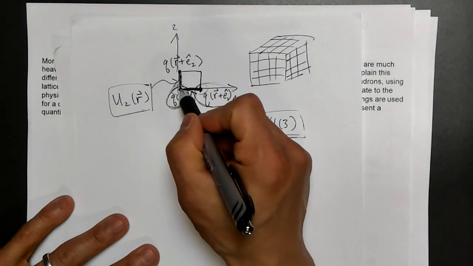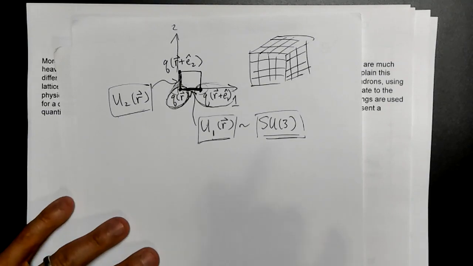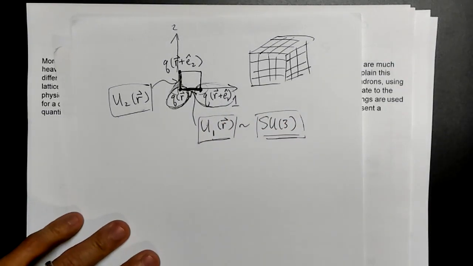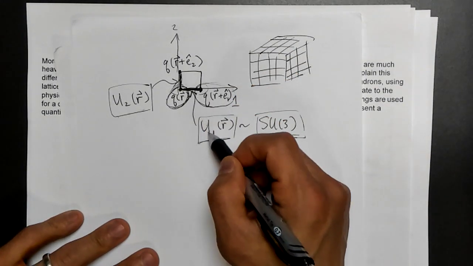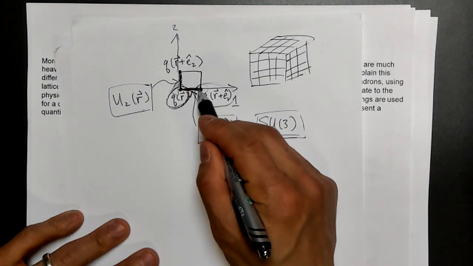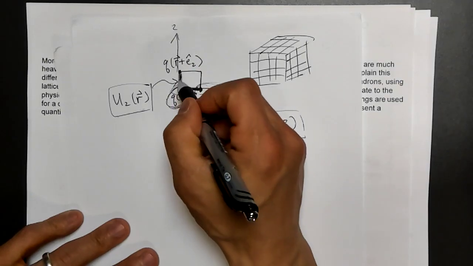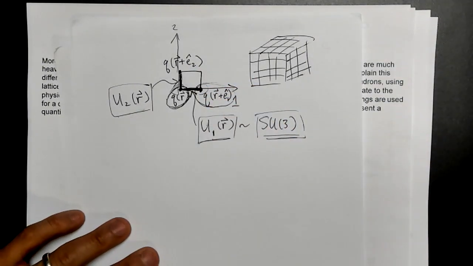So that's the game, and this was the prescription that Ken Wilson came up with, this way of putting gauge fields on the lattice. Okay, so we have this gauge link field U1 at the site R that gives this link in the one direction. Okay, and we also have then a link in the two direction that connects these two lattice points.